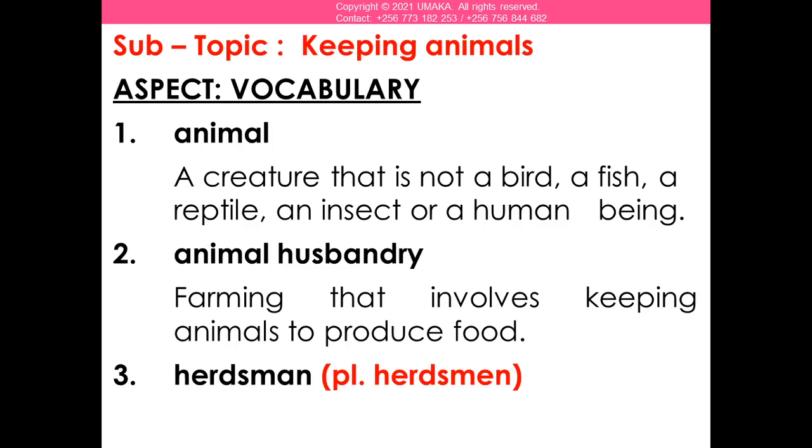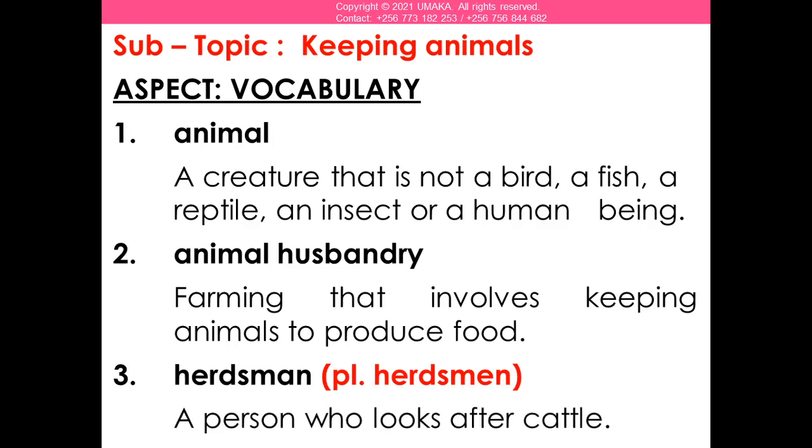Those who have animals at home. A herdsman is a person who looks after cattle. And when we say cattle, we have generalized the goats, the sheep, and the cows. They form what we call cattle. We can specifically talk about cows. A person who looks after cattle is a herdsman. When they are more than one, we can say herdsmen. That is the plural form. Herdsmen.